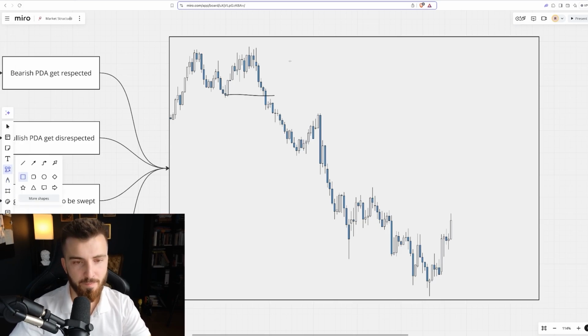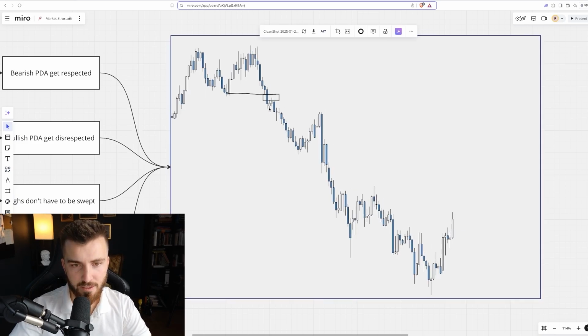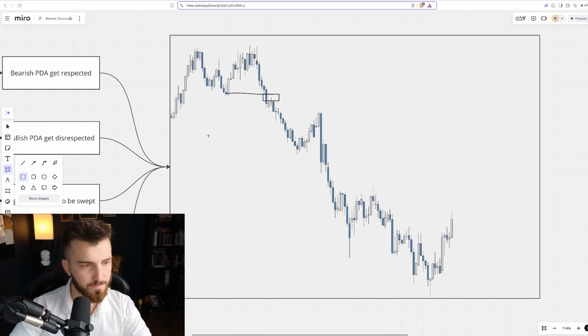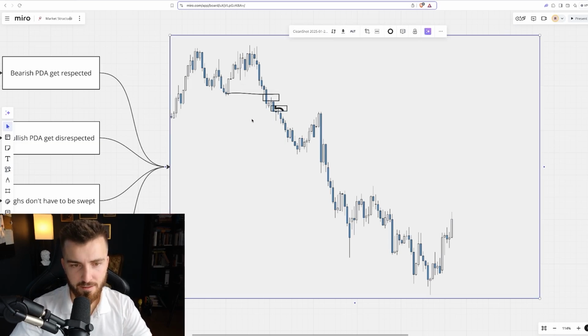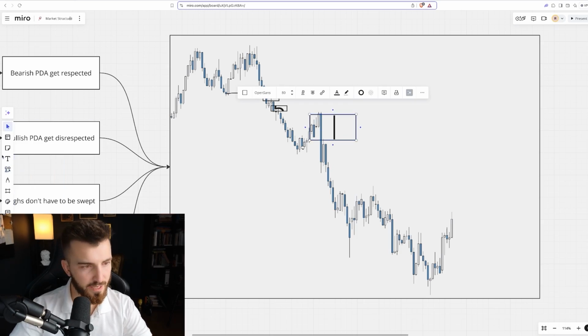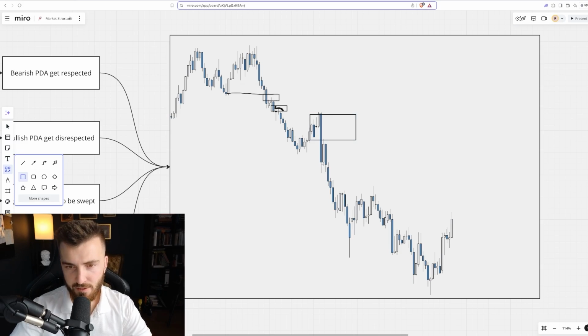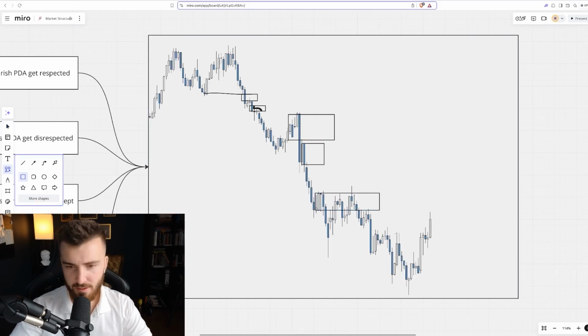Let's go here. Bearish PD array. Oh, bearish PD array gets respected. What else? Let's go up. Again, moves lower. Bearish PD array gets respected. Then moves lower. Bearish PD array gets respected. Moves lower. Bearish PD array gets respected. Then as we move lower, bearish PD array gets respected.